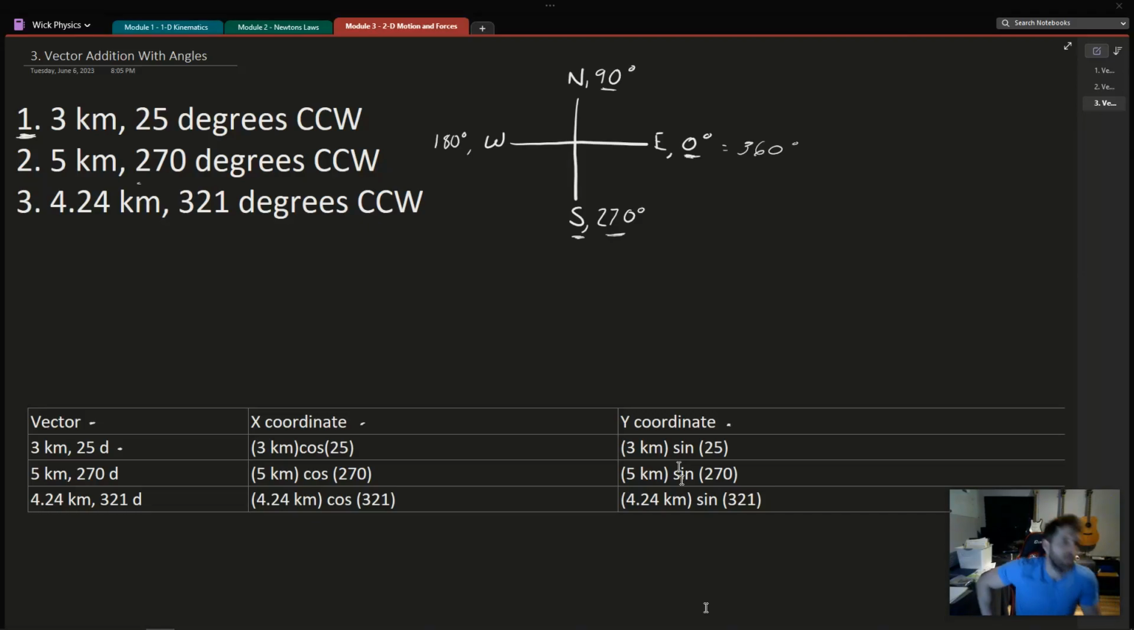Hi, we are going to talk about vector addition with angles. We have three vectors with angles that we are going to add together in order to find where the resultant vector will rest.